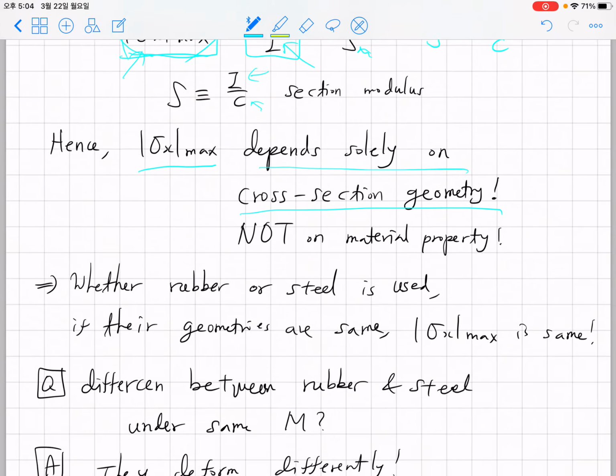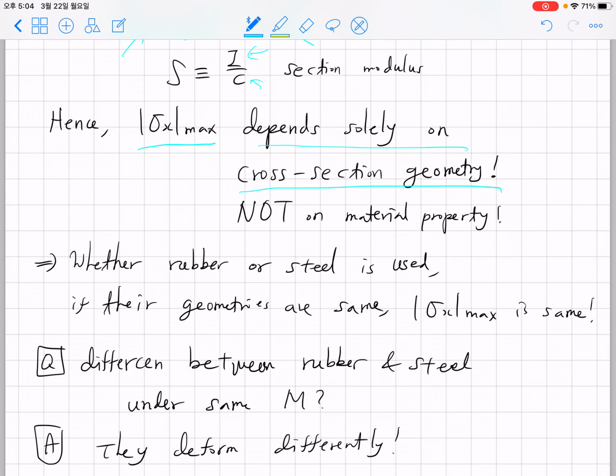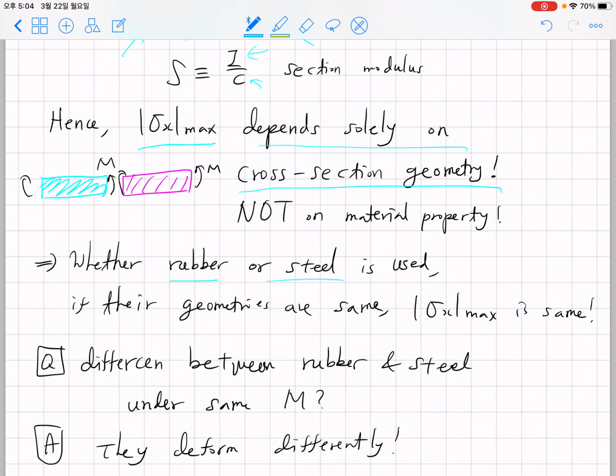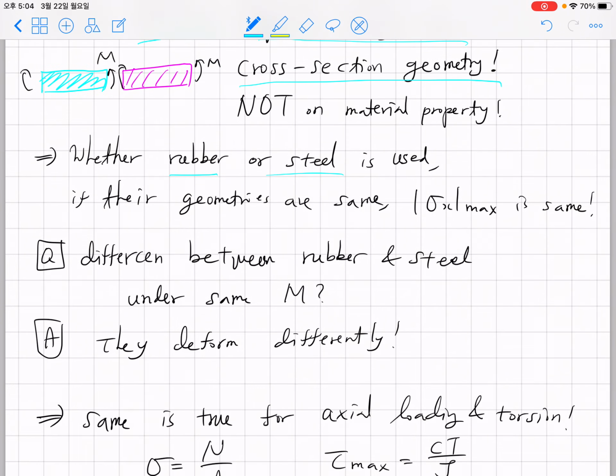So the implication here is, whether you consider a rubber beam of this size or a steel beam with exactly the same size, if we apply exactly the same moment M, whether you consider rubber or steel, the maximum stress is the same, because they have exactly the same geometry. However, we cannot say that it's identical deformation, because there is of course a difference between rubber and steel.